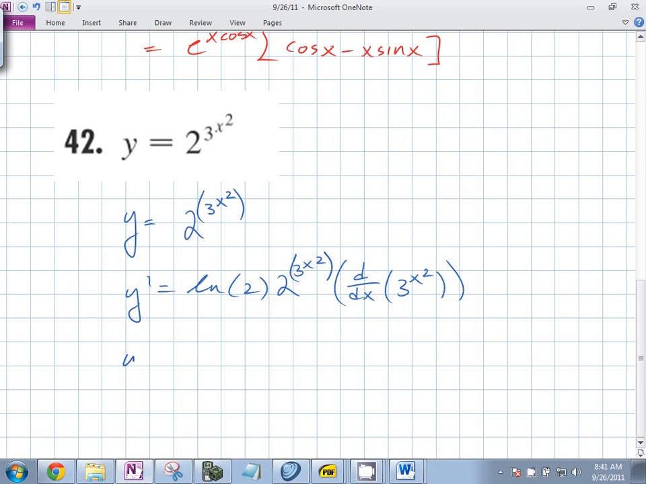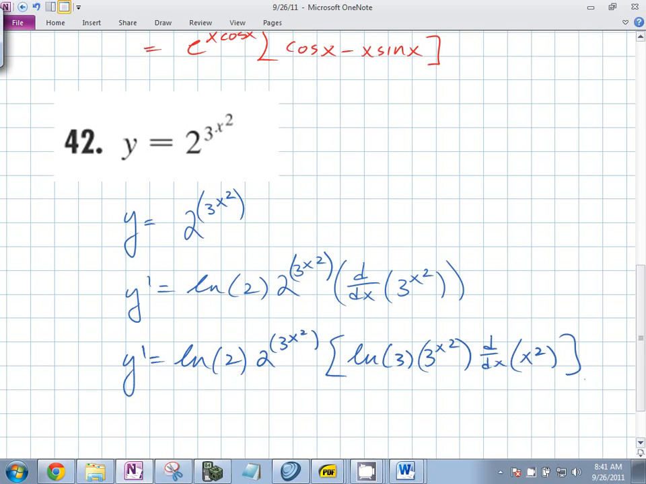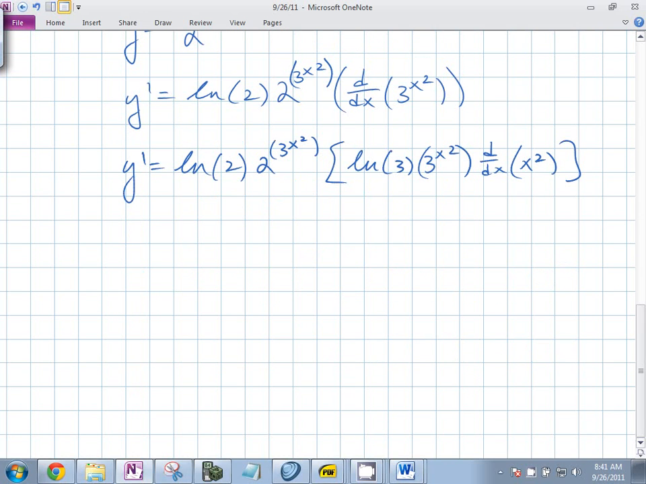So now if we keep on doing this, y prime is going to be ln 2 stays there. You have 2 to the 3 to the x squared, times ln 3, correct? 3 to the x squared times what? d dx of x squared. Exactly. Very good. You do this piece by piece. So you get y prime is equal to ln 2 times 2 to the 3 to the x squared times ln 3, 3 to the x squared times what? 2x. 2x.